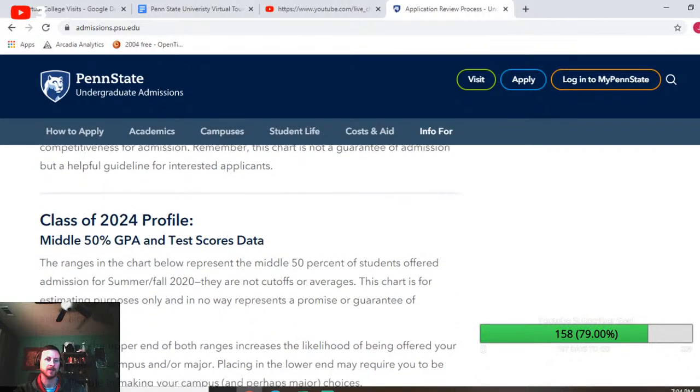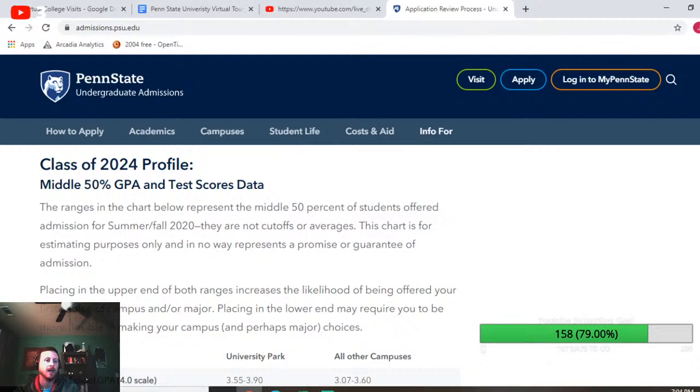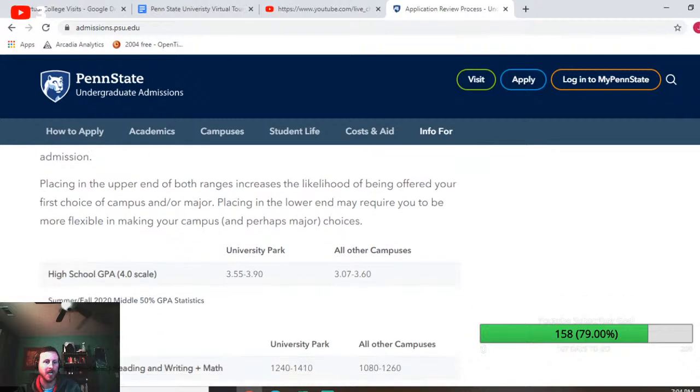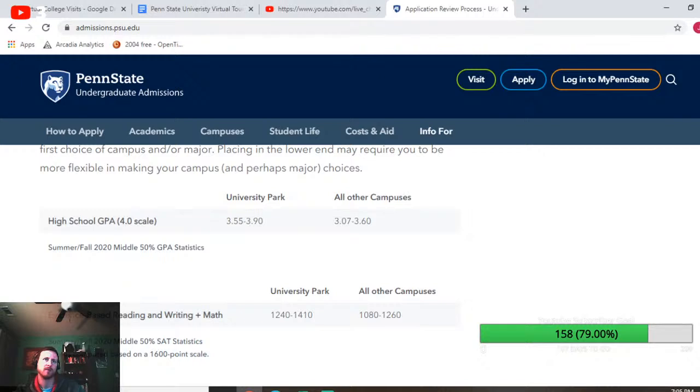Here we go. Class of 2024 profile. So the middle 50% of the GPA and test scores. This will be interesting. Okay, so middle of the GPA is 3.55 to 3.9, which is not crazy, right? Obviously 3.9 is up there, but that's doable for a lot of people.